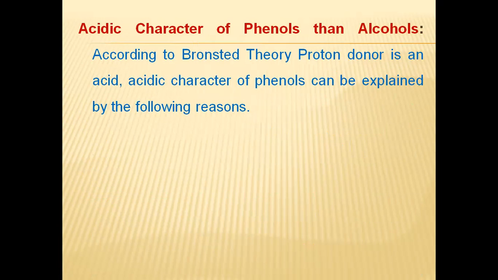Another important question is the acidic character of phenol. The acidic character of phenol is more than that of alcohol. Why? It is one of the important questions. According to Bronsted theory, a proton donor is an acid. The species which donates the proton, the H plus ion, is called an acid according to the Bronsted theory.